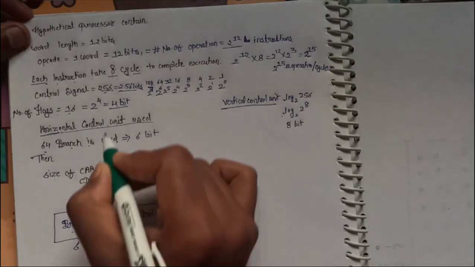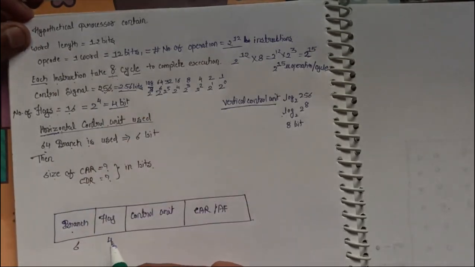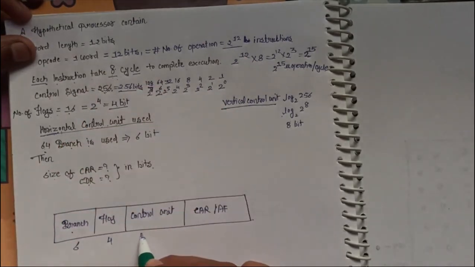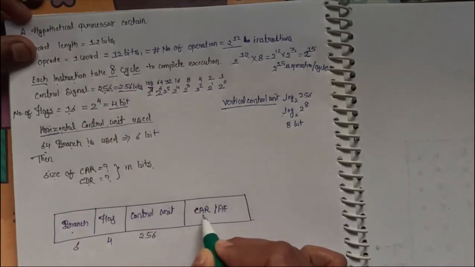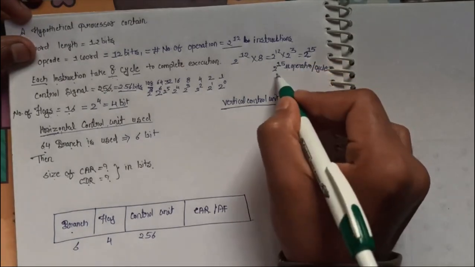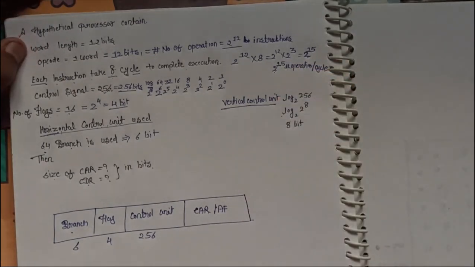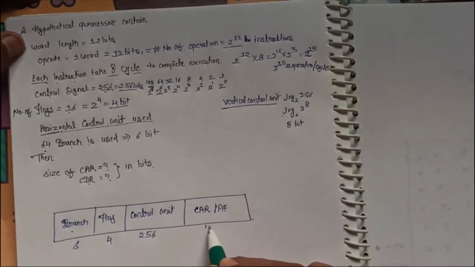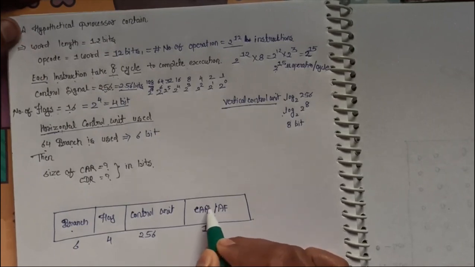So let's put the value first. We have branch value 6 bit, we have 4 bit. Now we have control 256. We have CAR, which is 2 to the power 56 micro operations, hence 15 bit. 15 bit will be our CAR.